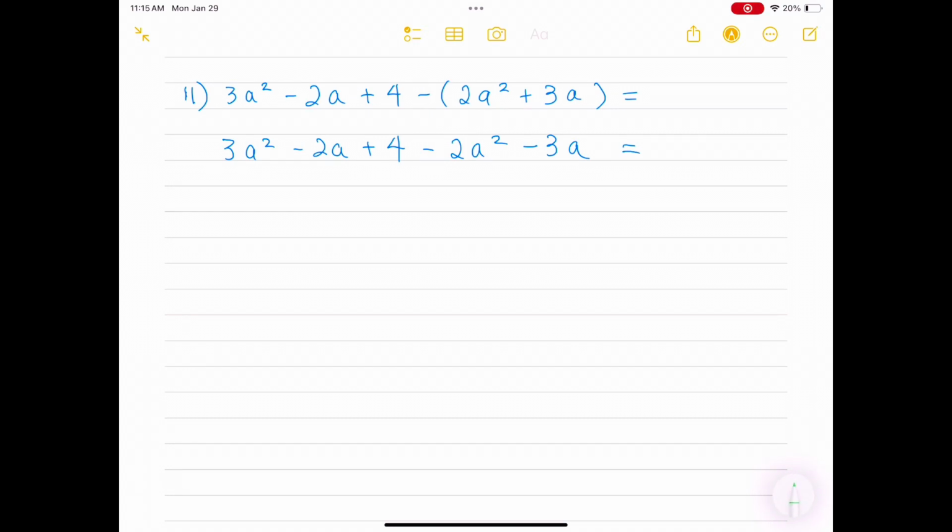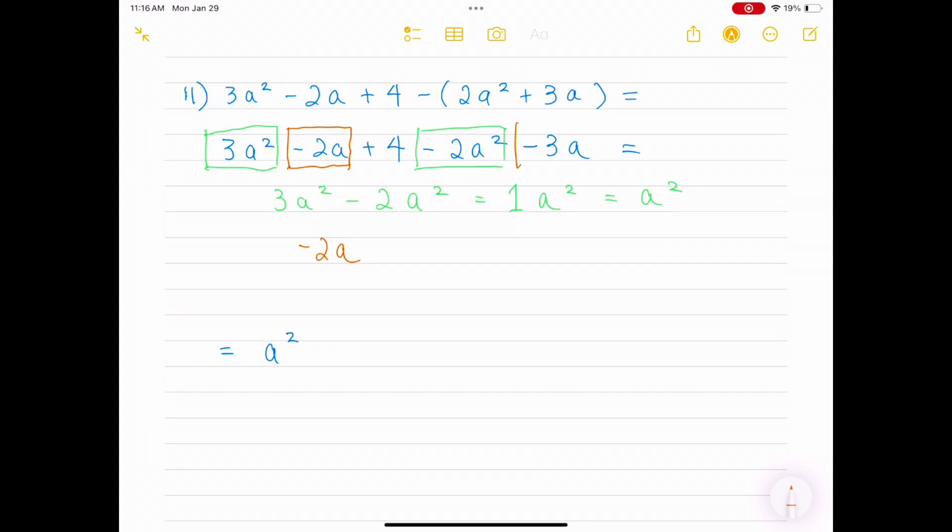Next, we collect like terms, starting from greatest exponent to smallest exponent in order, and simplify. So 3a squared minus 2a squared equals 1a squared, or just a squared. And we write down a squared below behind the equal sign to continue the problem, giving ourselves some space to do the intermediary calculations. Next, we gather minus 2a minus 3a and simplify that.